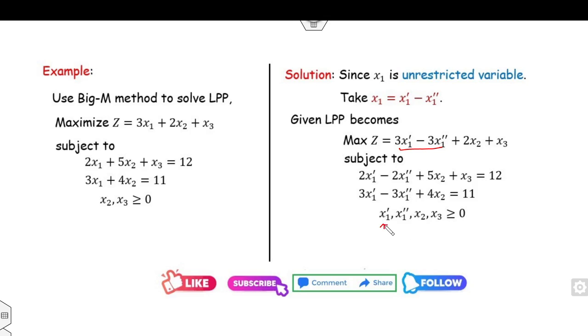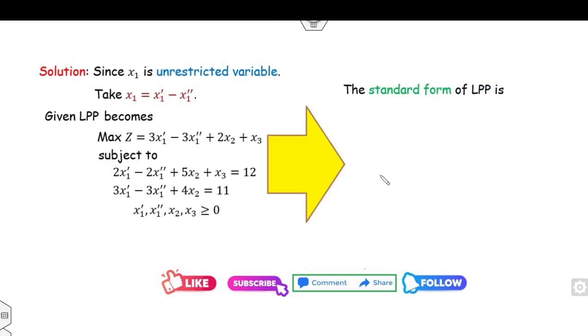Now, all the variables which are present in this given LPP are greater than or equal to 0. Hence, you can apply the big M method. Why? Because the constraint is of the equality sign. Fine. Now, you can write in the standard form.